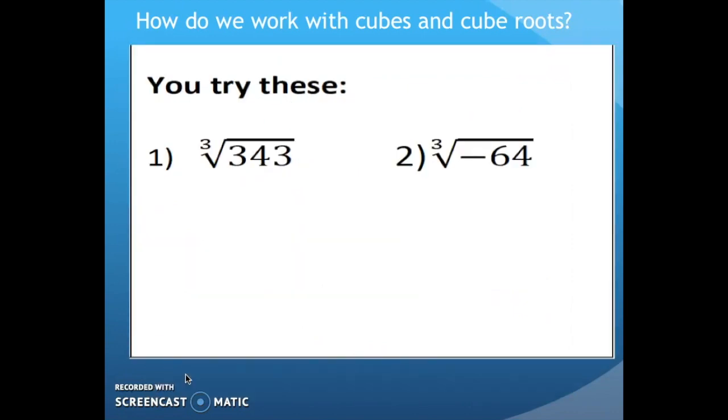Alright, so now I want you to try by your lonesome. Tell me what you got. Okay, let's see. 7 times 7 is equal to 343. So the cube root of 343, it's 7.